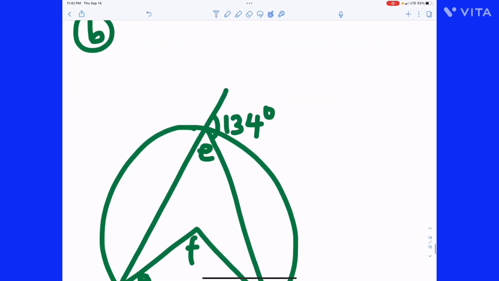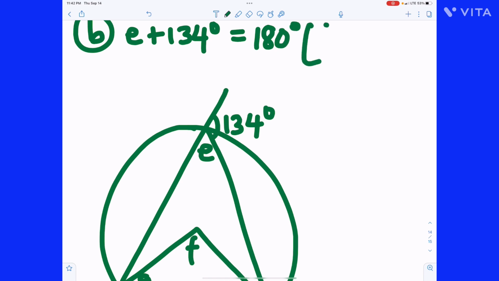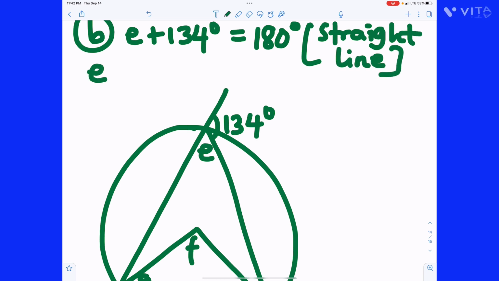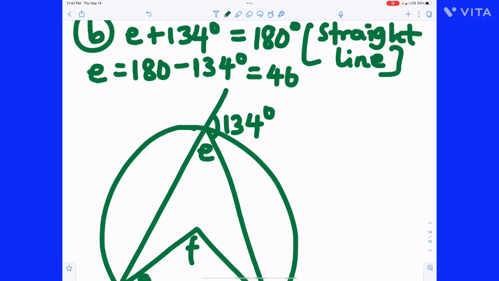First thing you need to see here is the E. E plus 134 is what? 180 degrees. Your reason for that is that both are angles on a straight line. So E is 180 minus 134, and E is what? 46. So I can put 46 here and circle it.